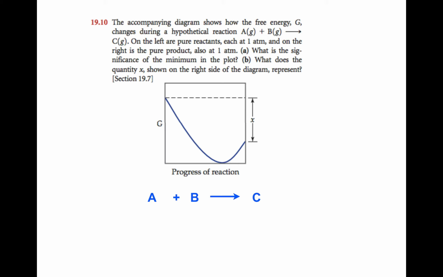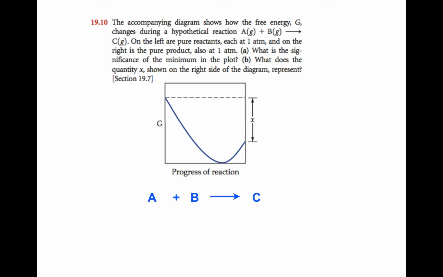All right, the accompanying diagram shows how free energy, G, changes during a hypothetical reaction where A reacts with B to form C. On the left are pure reactants, each at 1 atmosphere, and on the right are pure products, also at 1 atmosphere. What is the significance of the minimum in the plot? And what does the quantity x on the right side of the diagram show?